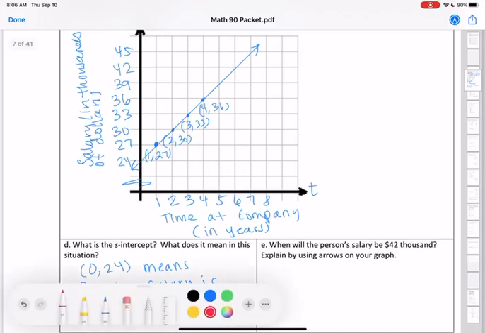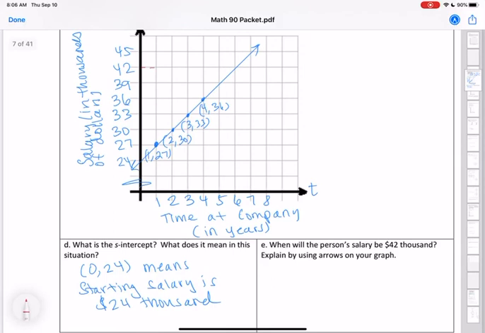So, 42,000. I'm going to go up to 42 on my graph. And I'm going to come over. It says to explain by using arrows. In your book, they do like a very serious, like this one has to be dashed and this one needs to be solid. And I don't care how you do it. Okay, so I'm just going to go dashed. If you want to go solid, go for it. I'm just going to walk my way over from 42 until I hit the line. Because once I hit that line, that's my answer. Okay, so it's going to hit 42,000 at, and then I'm going to look down and see where was that at. The 6. So about 6 years.